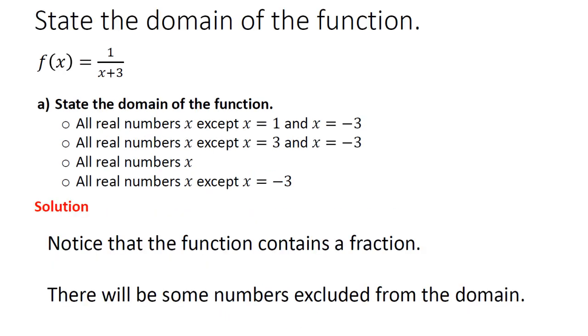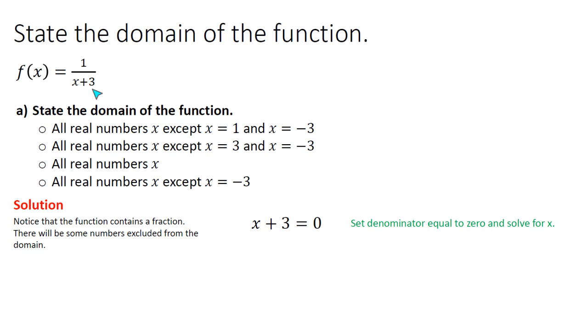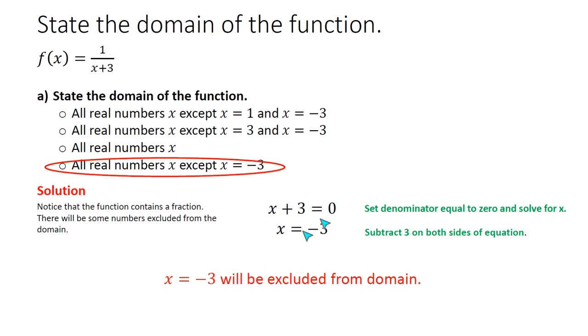So for the domain, remember that the function has a fraction. So there are some numbers that are not part of the domain. So to find those numbers, we set the denominator equal to 0 and solve for x. So when we solve for x here, we get x equals -3. That means that your domain is all real numbers except for -3. And so that would be our last option here.